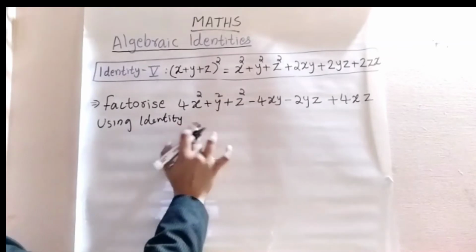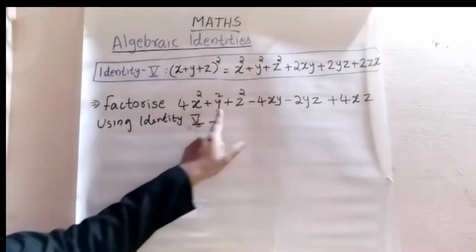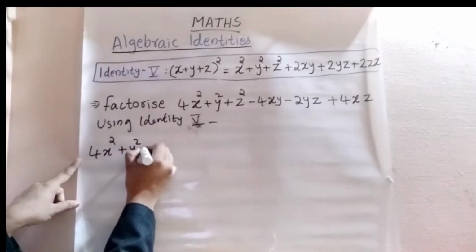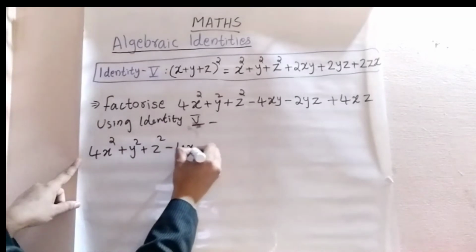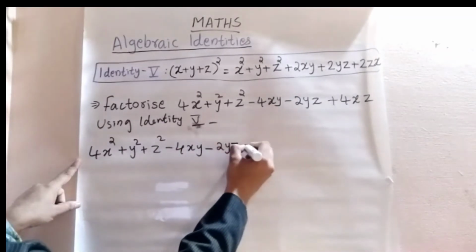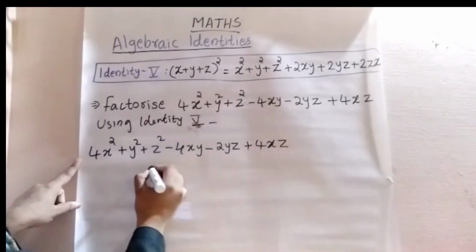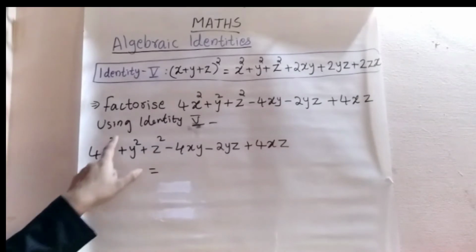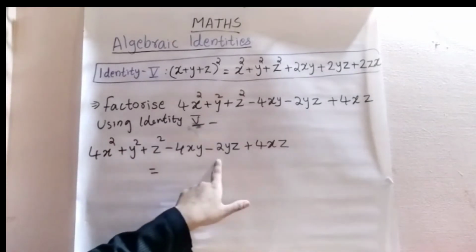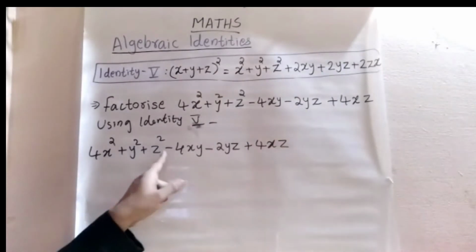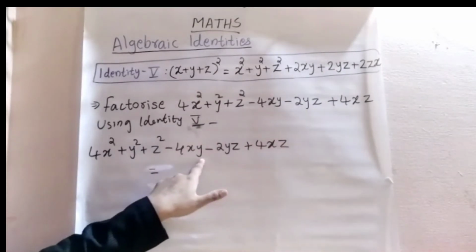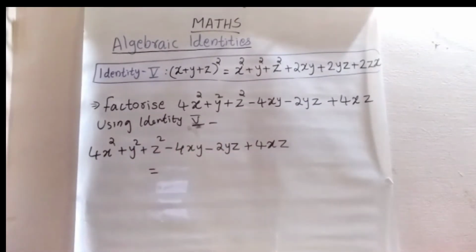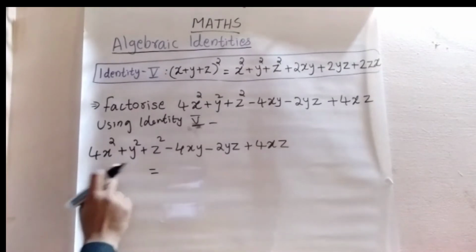identity 5. What is the question? 4x square plus y square plus z square minus 4xy minus 2yz plus 4xz. This is the expanded form of something, so we can rewrite it. See, in some terms a negative sign is coming, that means the terms in which y is present become negative. So y should be negative.